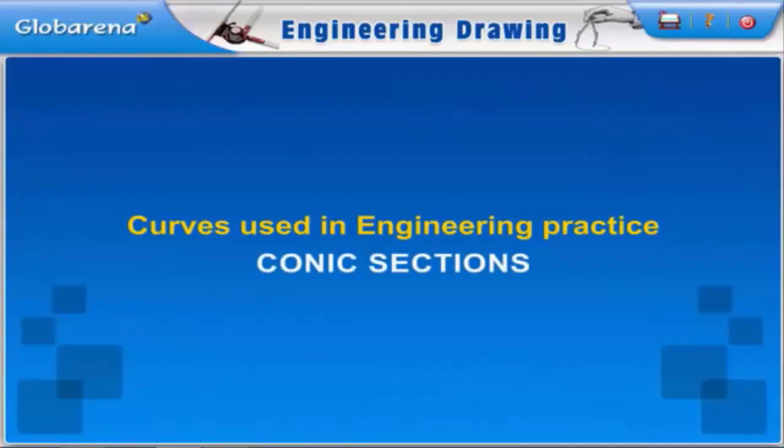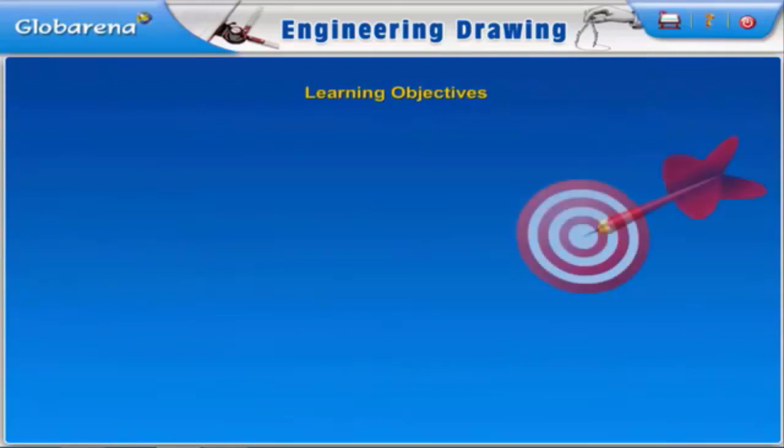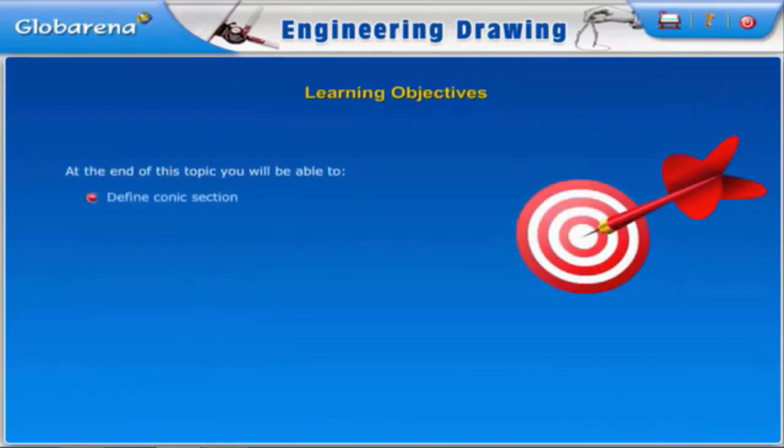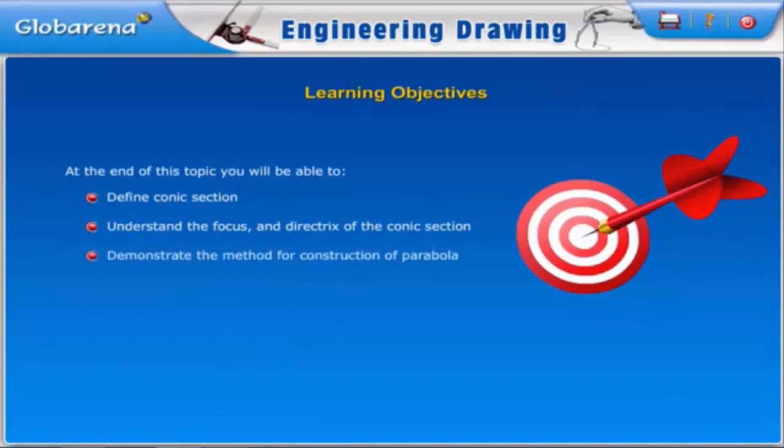Conic section. Learning objectives. At the end of this topic, you will be able to define conic section, understand the focus and directrix of the conic section, demonstrate the method for construction of parabola, and construct tangent and normal to the parabola. As we are clear with the objectives, let us know what conic sections are.